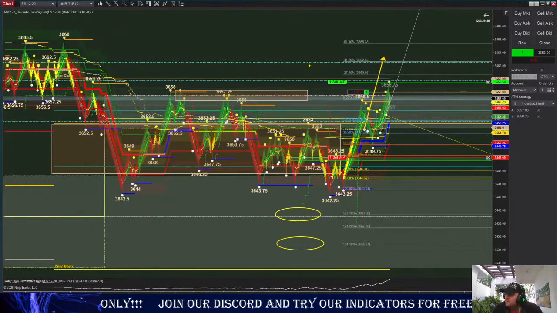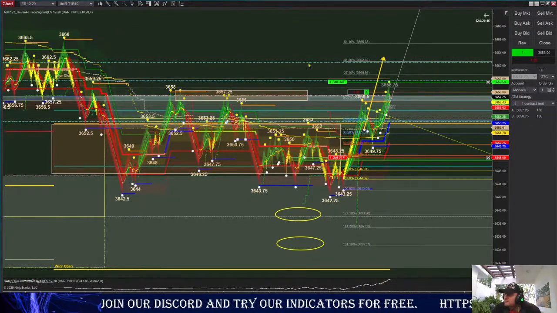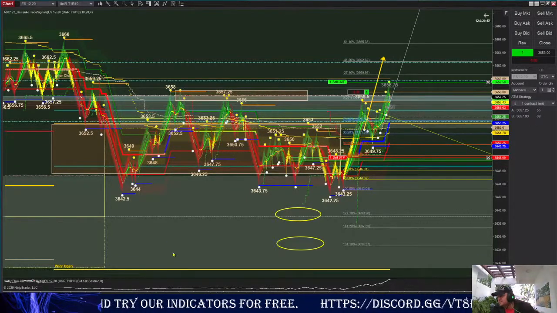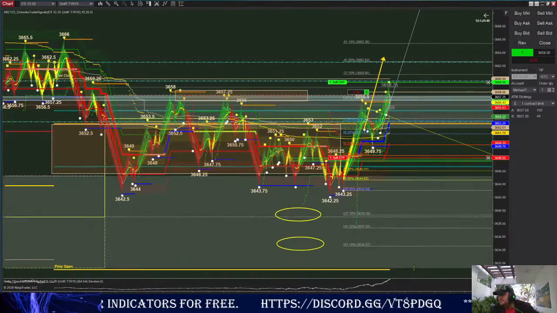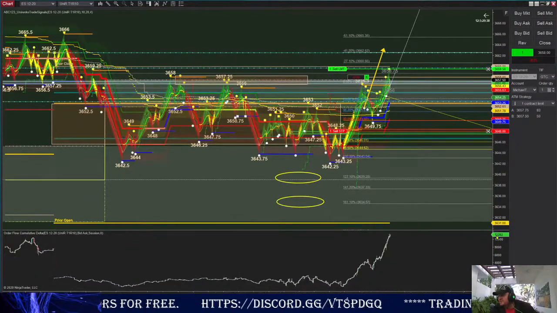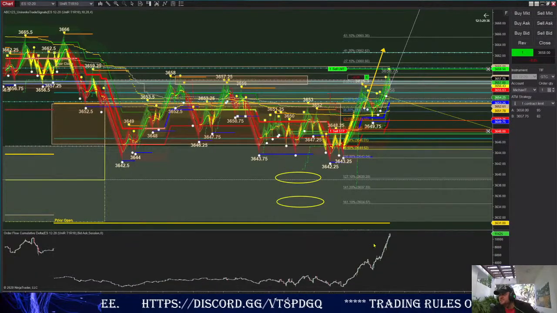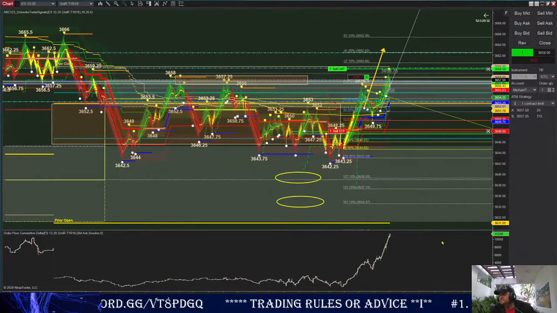No, it's a slow day, Momo. Very slow. But look at the delta, guys. This is what I'm telling you. Looks like nothing's happening, but if you're looking at the delta, they're punching this thing. See it?